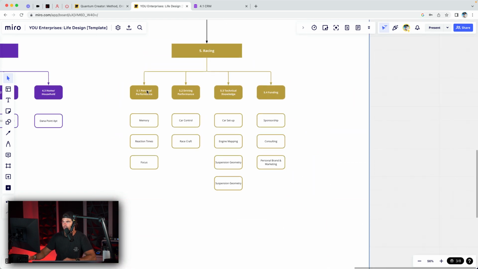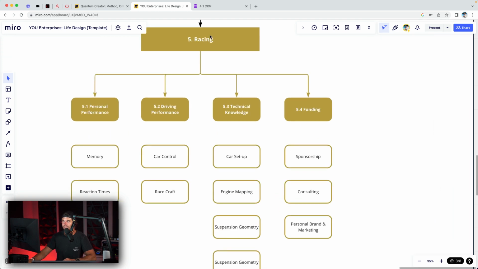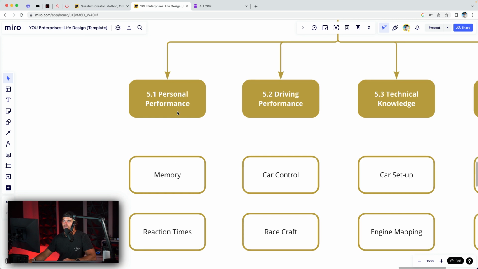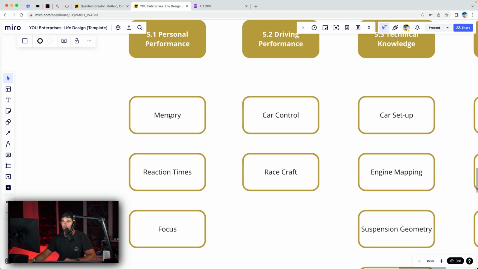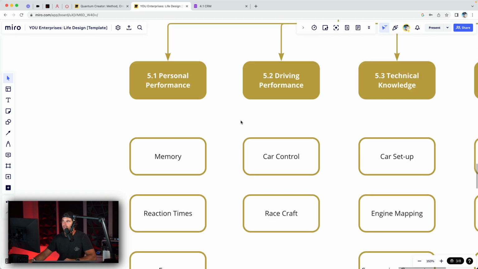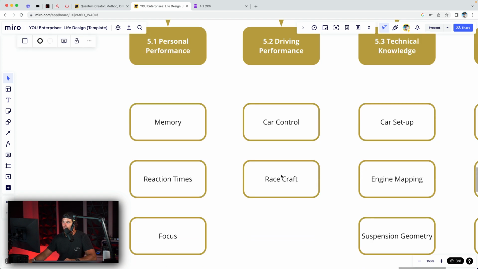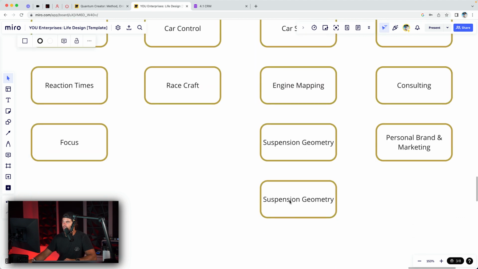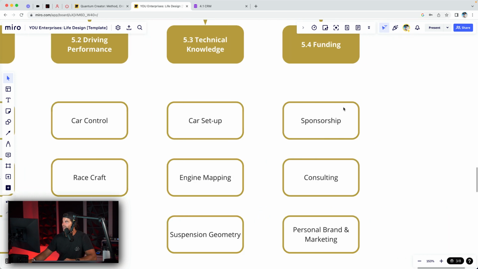So, when we look at the compartments of that, the key is to break things down into their individual compartments, to obsess over the micro details, to understand it and master it, so then you can reintegrate it in the way that you design your life and the way that you build processes, workflows, and systems to advance in your skill sets and mastery of that said thing. So, for example, here, in relation to racing, it's like, well, that's split up into personal performance, which requires memory, reaction times, focus, driving performance, which is all about car control and racecraft, technical knowledge, which is about car setup, engine mapping, suspension geometry, which I've duplicated right there. And then there's the funding.